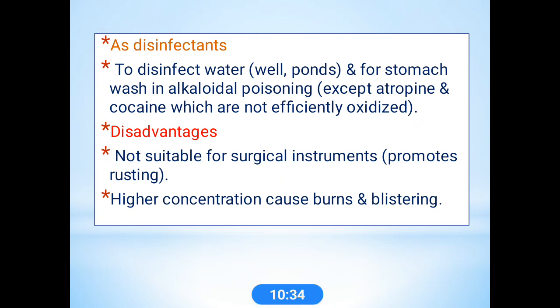What are the main drawbacks of potassium permanganate? It is an oxidizing agent, so it is not suitable for surgical instruments because of this oxidizing property. It promotes rusting, so it is not good as a disinfectant for surgical instruments. And at higher concentration, it causes burns and blistering.